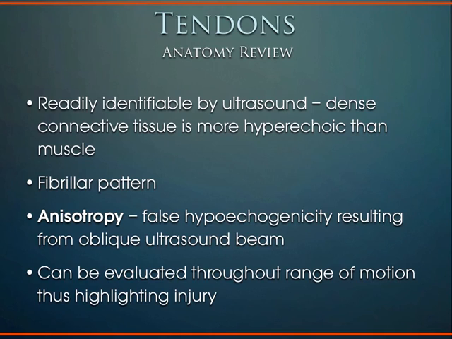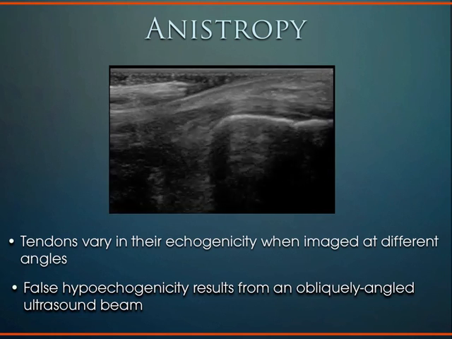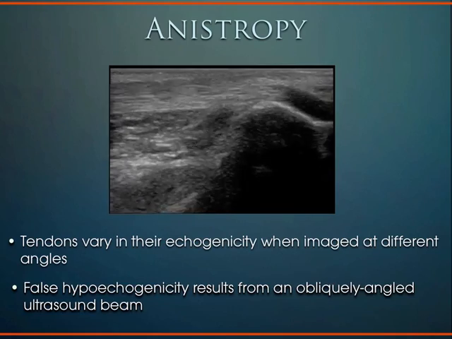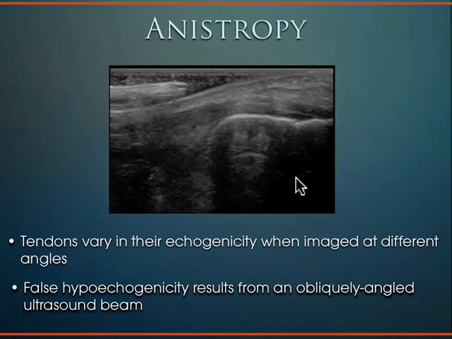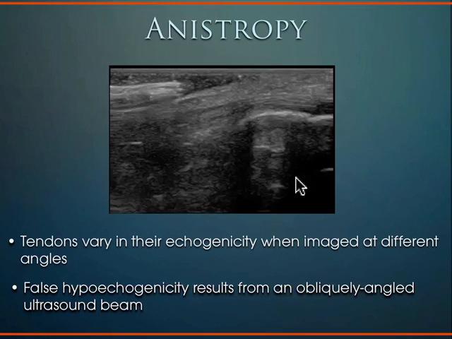And the other nice thing with tendons is that it's real time and dynamic, so you can actually see the tendon move. You can see it move through the whole range of motion of that joint, and you can see if there's any disruption in anatomy at that point. So this is anisotropy, just to talk a little bit more about that, and we'll see that as we go through the practical scans this afternoon.